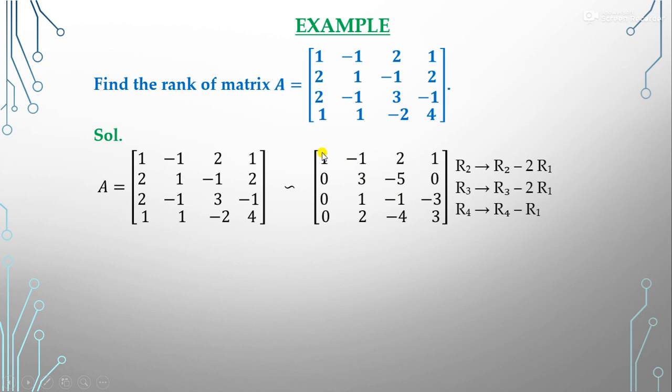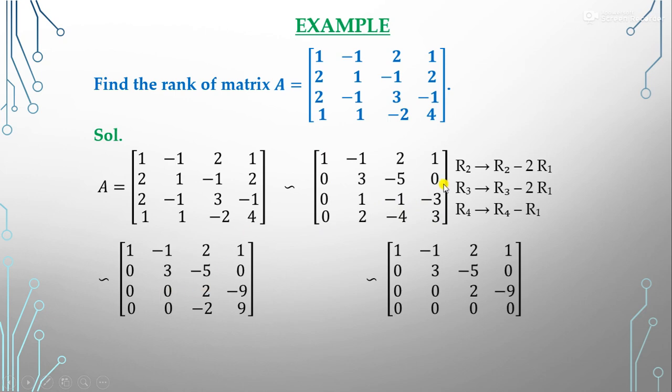After that, to convert into the echelon form, below the diagonal element should be 0. So now the next target is we have to make the 1 and 2 into 0. To make 0 here, we change R3. We have to convert this to 0. So this is the R3 row.